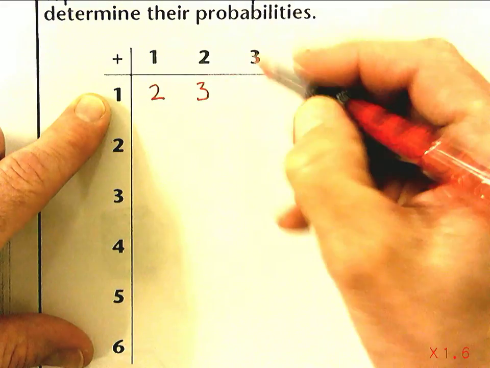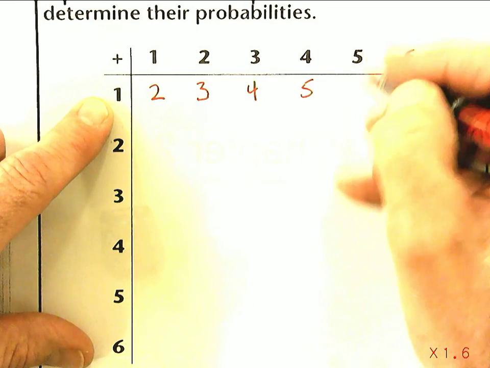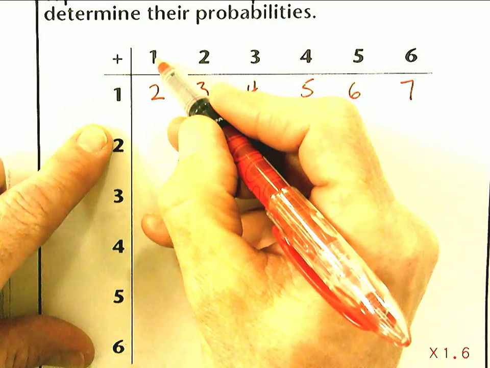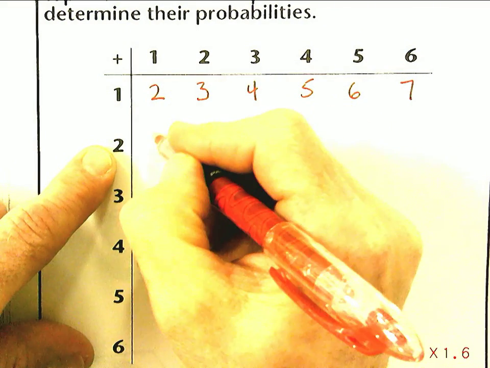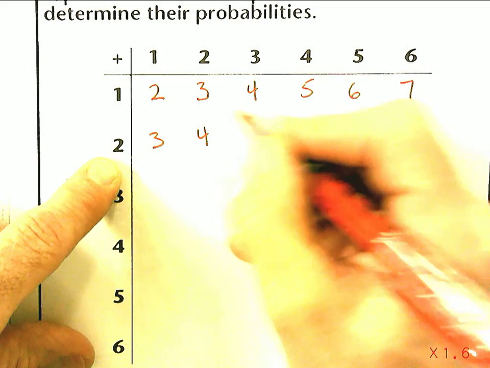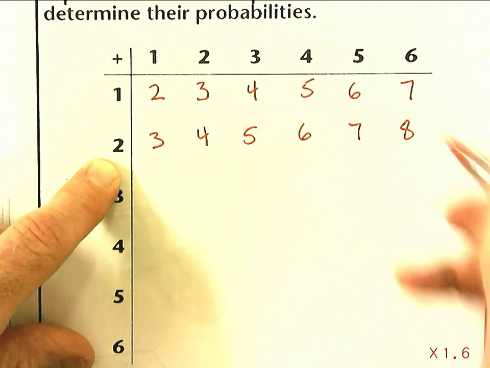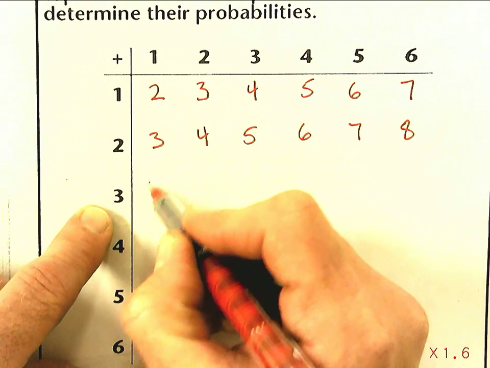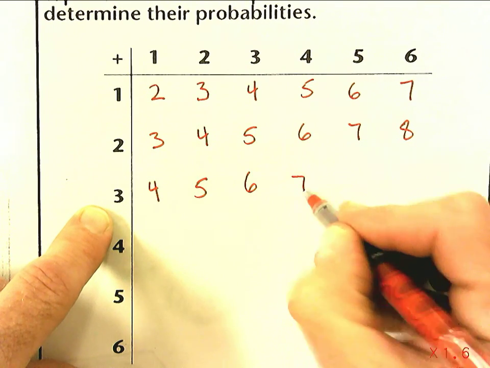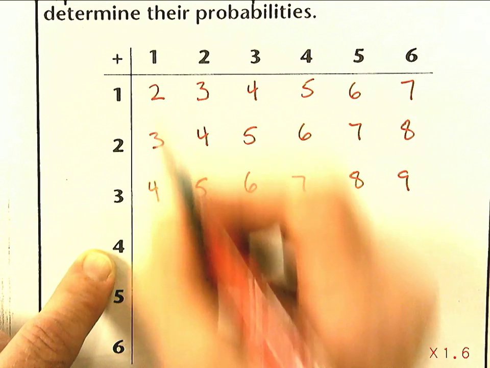And then a 3 and a 1 gives us 4, and a 4 and a 1 gives us 5, and so on. 5 and 1, 6, 6 and 1, 7. And then again, if we just continue, the 2 and the 1 together give us a 3, and then a 4, and these are just the sums. 5, 6, 7, 8, and then a 3 and a 1, 3 and a 2, 3 and a 3, so on. So it's pretty easy to fill out the table. It's basically an addition chart.